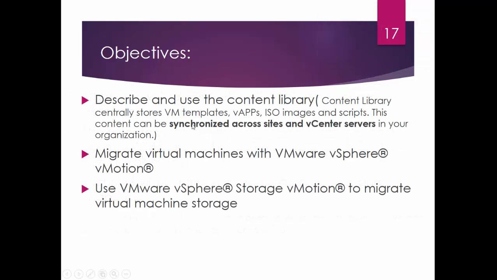Okay, so then describe and use the content library. This is a VCP6 or vSphere 6 feature, where the only purpose is that you have a centralized, we can say, file server. So you can just upload all the software that you need, VM templates that you always refer to for creating new virtual machines, vApps for grouping the virtual machines, and ISO images that we really need for Linux operating systems, for Windows operating systems, ISOs, right? So we're going to be needing those.